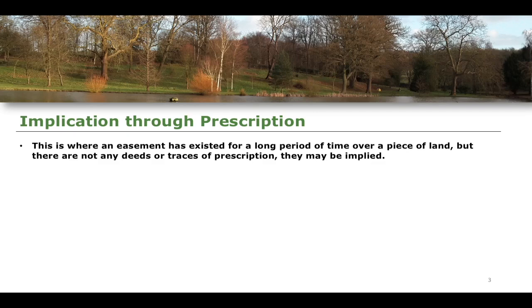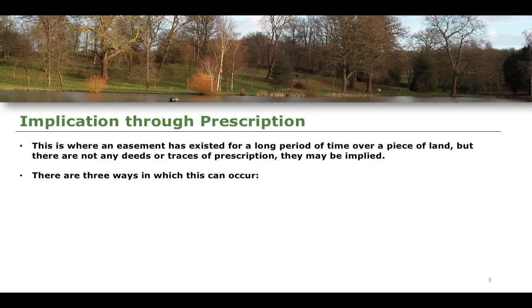Now, implication through prescription is where an easement has existed over a piece of land for a long period of time, but there are no deeds or there aren't any traces of the prescription. If it is just like, well, we have this easement here and it seemingly has existed for ages, and nobody knows where it was originally created, where it was originally written down, or where any trace of it is, then it may be implied that that easement exists.